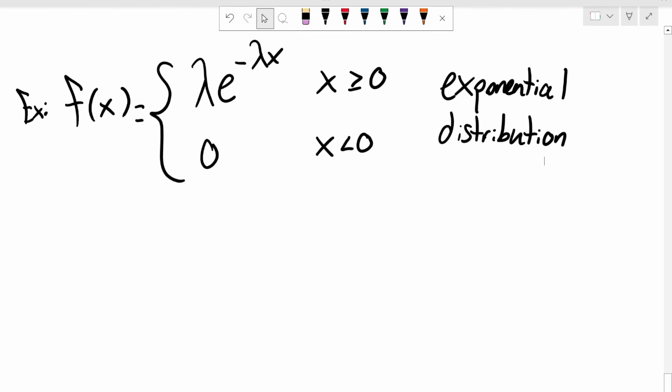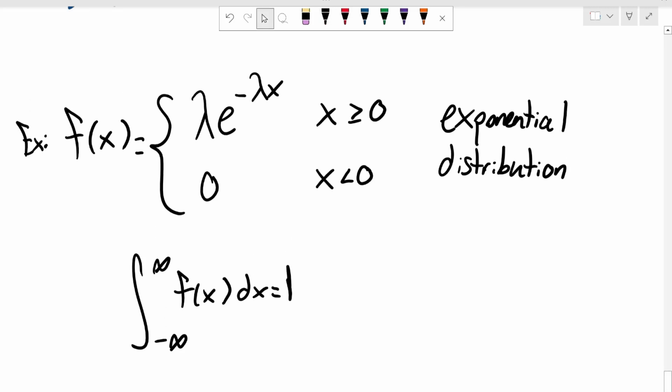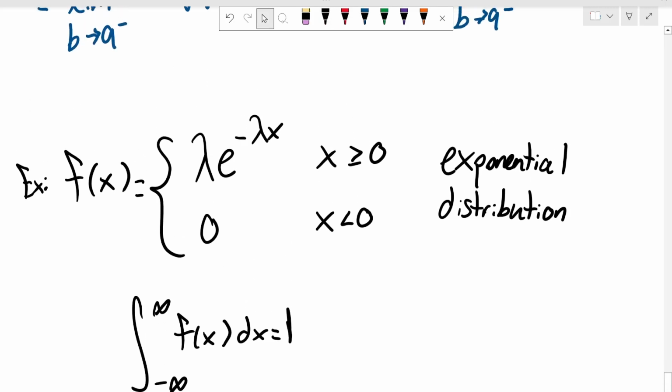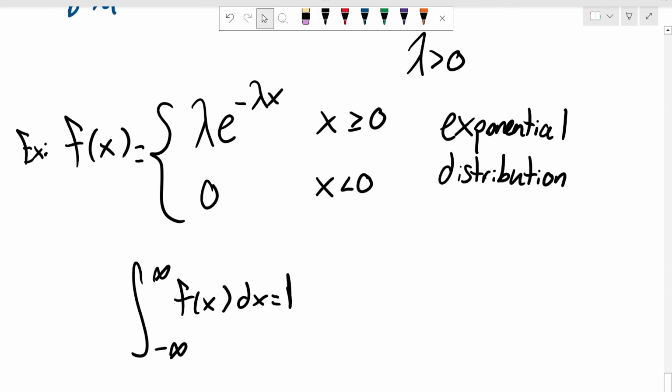So we want to show that the integral from negative infinity to infinity of f of x dx is equal to 1. Otherwise, it can't be a probability distribution. Notice that we're not saying what lambda is. Lambda is any positive number. It's important that it's a positive number, but it's not important what number it is. So we can just work in terms of lambda.